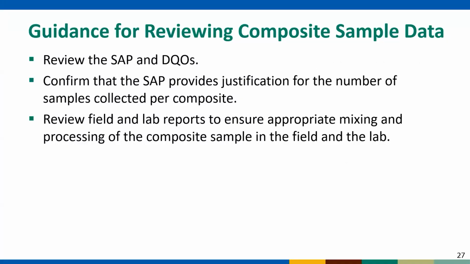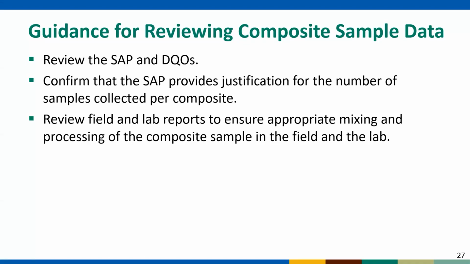The review process for composite sampling is similar to ISM, so we will talk through this quickly. First, you should review the sampling and analysis plan and the data quality objectives to evaluate the appropriateness of your data for your PHA. Remember that the area sampled should have the same boundaries as the exposure unit being evaluated. If the DQOs are not available, the sampling report might have a statement of purpose which you can review instead. Then you should confirm that the sampling plan justifies the number of grab samples collected per composite.